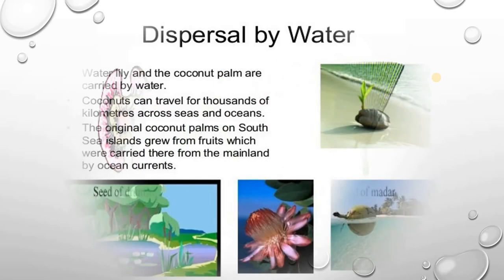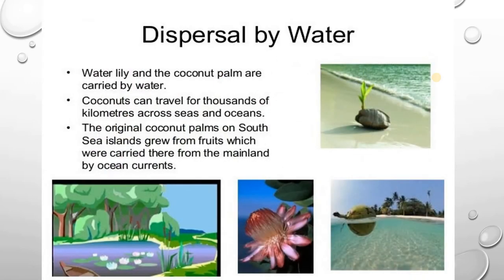Next comes the dispersal of seed and fruit by water. Now, the seeds and fruits of some plants are dispersed by water. The seeds and fruits which are dispersed by water develop the floating ability in the form of a spongy or fibrous outer coat. Here you see this is a coconut. It has got a fibrous outer coat so that it is able to float.